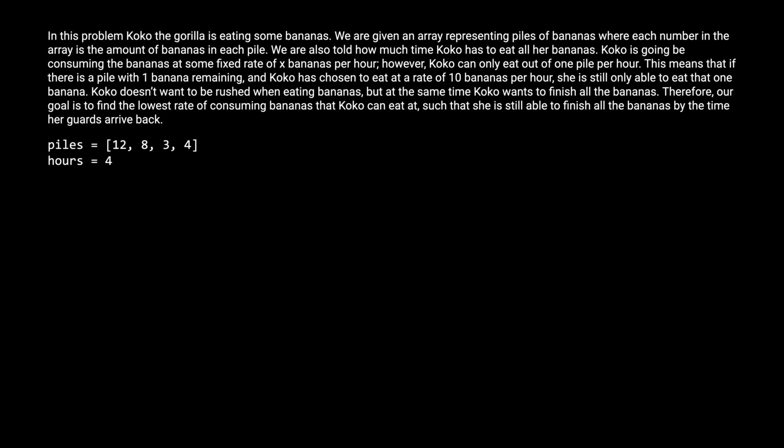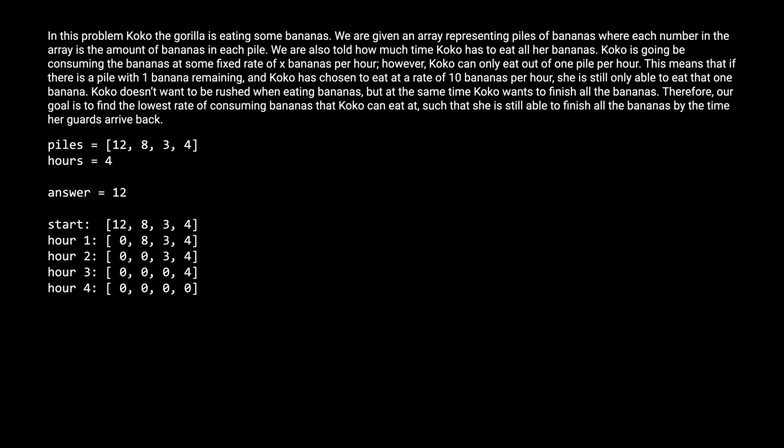Now in this example, we have the same pile, but rather than 7 hours, she only has 4 hours. Here, Koko is forced to eat at a rate of 12 bananas per hour, and I've pasted how that would look over the 4 hours. Again, notice that Koko cannot consume from multiple piles within a single hour. So say in the second hour, when she was eating from the second pile, even though her rate is 12 and there are only 8 bananas in pile 2, she cannot move on to another pile and start eating from those. Okay, now that you have a better understanding of the problem, let's look at the brute force solution.